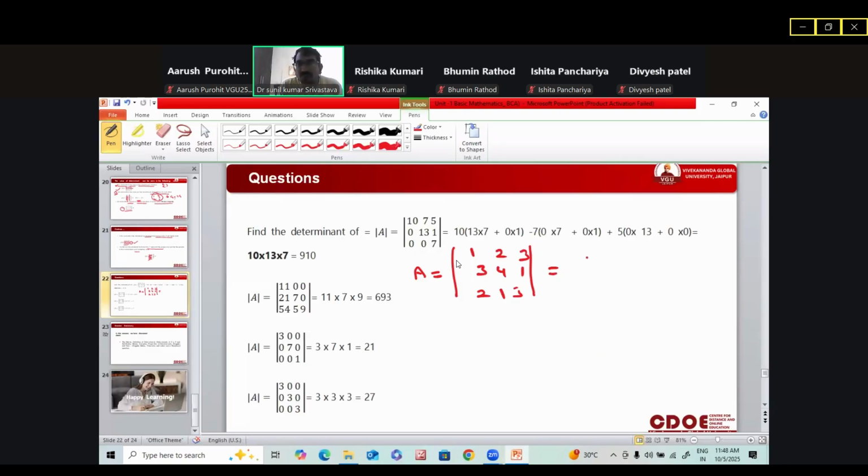What do I have to do? We have to open this determinant by row 1. The first element of row 1 is 1, so we write 1 here. For the remaining, we have to look at which row and which column it lies in.